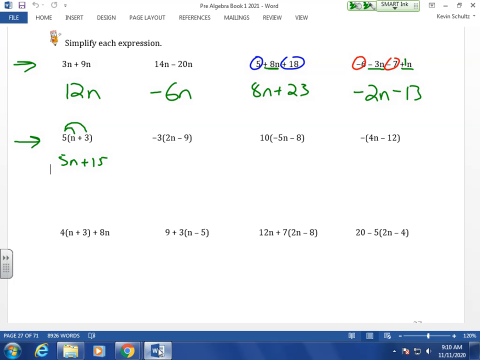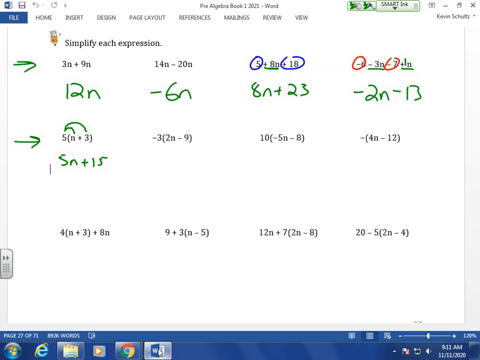Biggest mistakes folks make, and check your page for this, is they'll add 5 and 3 to get 8. Right? We are multiplying here. 5 times positive 3 is a positive 15. So 5n plus 15. Can't go any further. 5n, 15, not like terms. So you have to keep them separate.